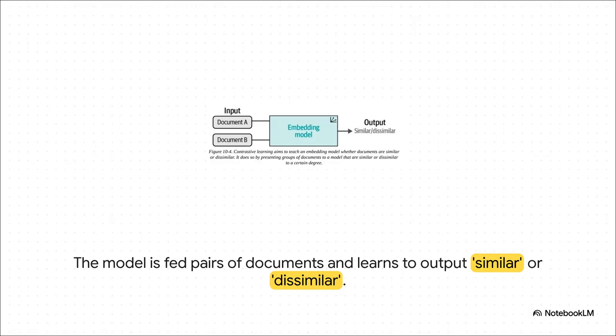So here's the basic setup. You take document A, you take document B, you feed them both into the model, and its entire job is to spit out just one answer: similar or dissimilar. That's it. It gets a little reward when it gets it right, and it adjusts itself when it's wrong, getting smarter with every single pair it sees.